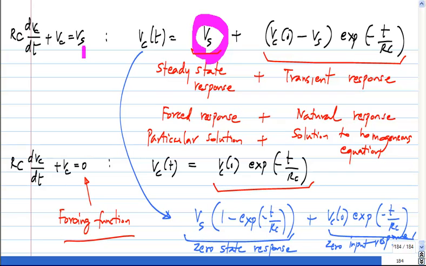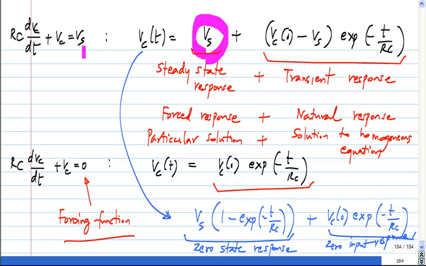If the state of the capacitor, that is the capacitor voltage, is 0 initially, you will get the left part of the solution, and if the input itself was 0, you will get the right part of the solution. So these three classifications are just different terminology for the same thing. Steady state response is the same as forced response, which is the same as particular solution, whereas the zero state response is not the same as the forced response.